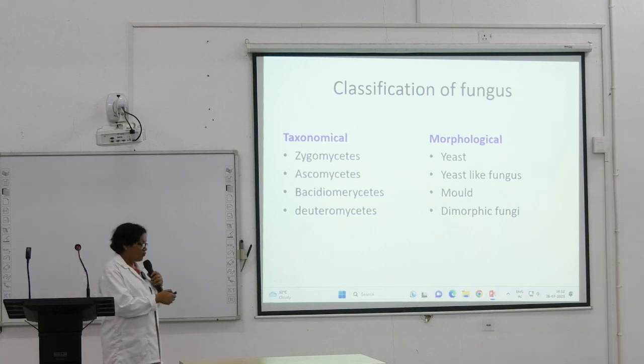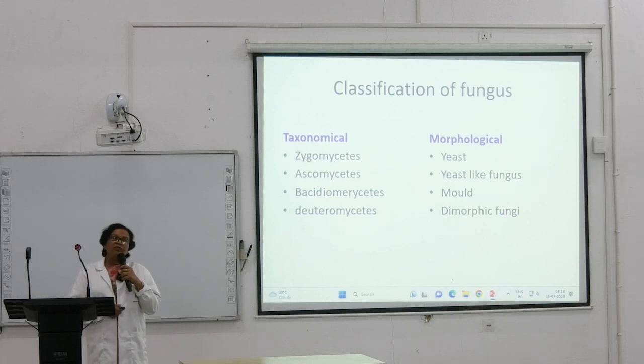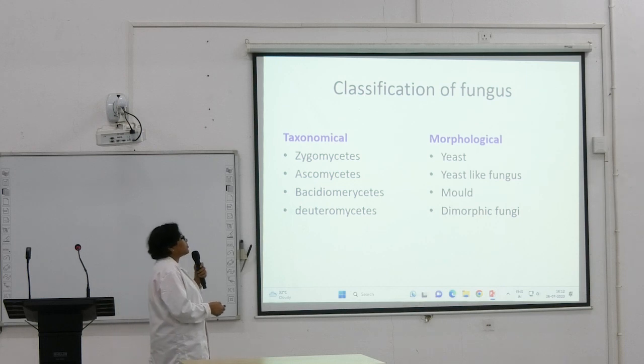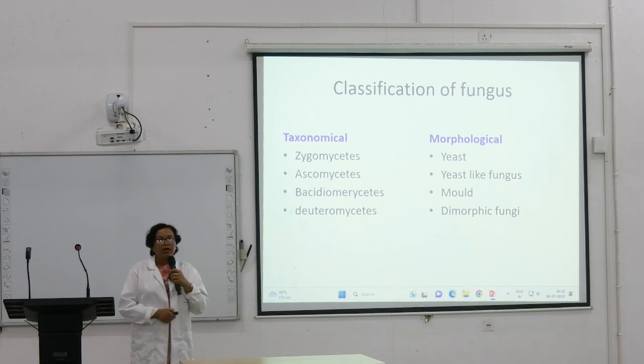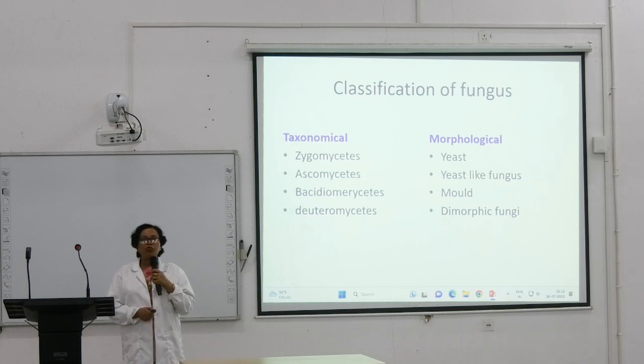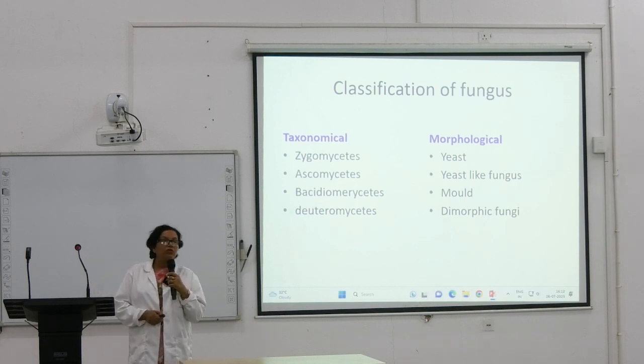Next comes morphological classification. That means according to morphology. According to morphology, again it is 4 types. That is yeast. Yeast is also helpful to humans and for business purposes. You know what is the use of yeast?